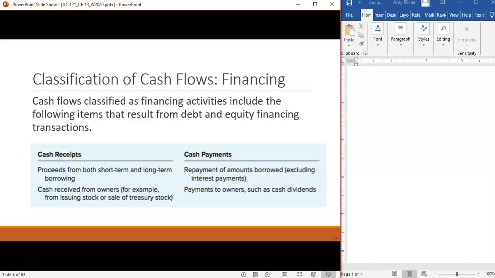And then financing activities involve anything that we are doing with our stock. So if we are issuing stock or buying stock back, or making dividend payments, these also include our short-term and long-term debt. So any notes payable that we might have as a company, either short-term or long-term.